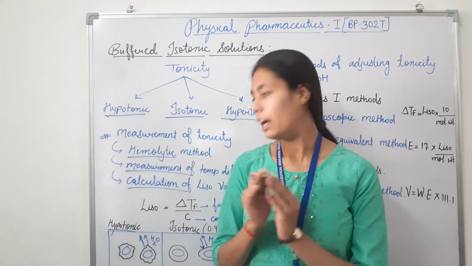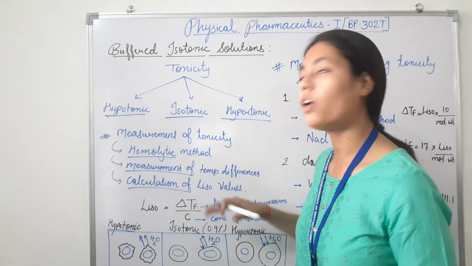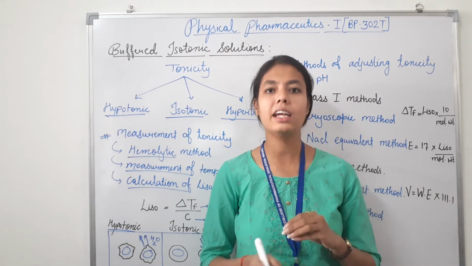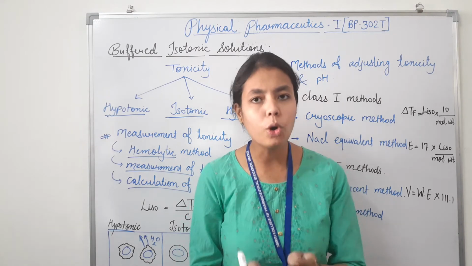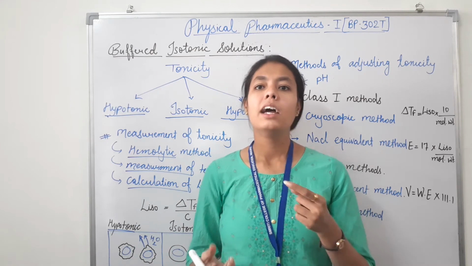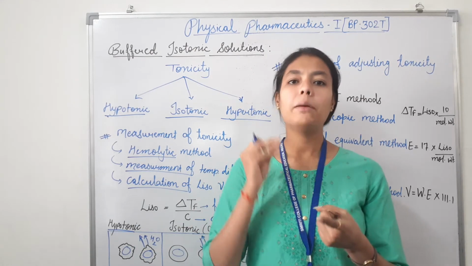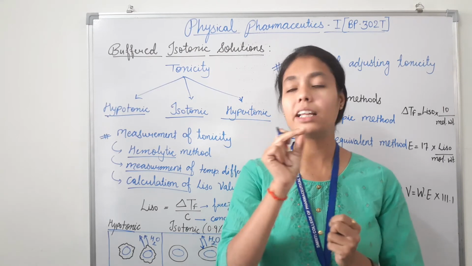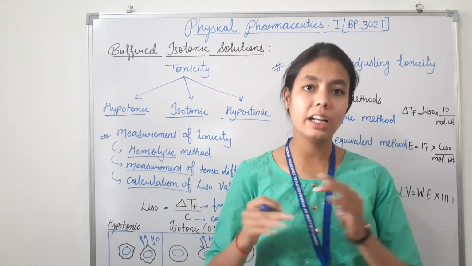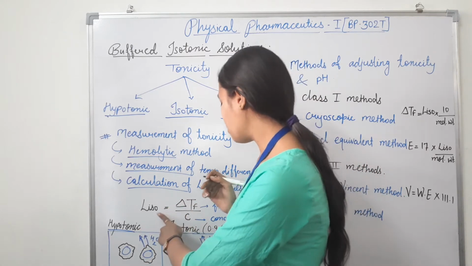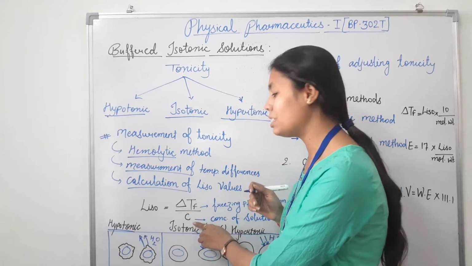The third and last method is calculation of LISO values. So what is LISO value? In the case of electrolytes with both weak or strong types of bases, the freezing point depressions are greater than the calculated. So a new factor called the LISO factor is introduced. So what is LISO factor? LISO factor is equal to delta TF upon C.